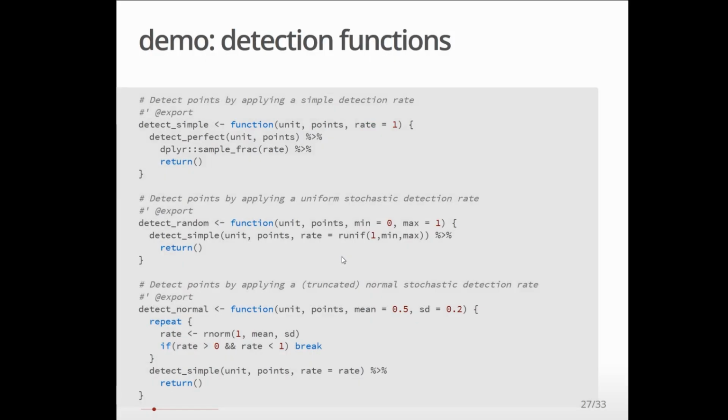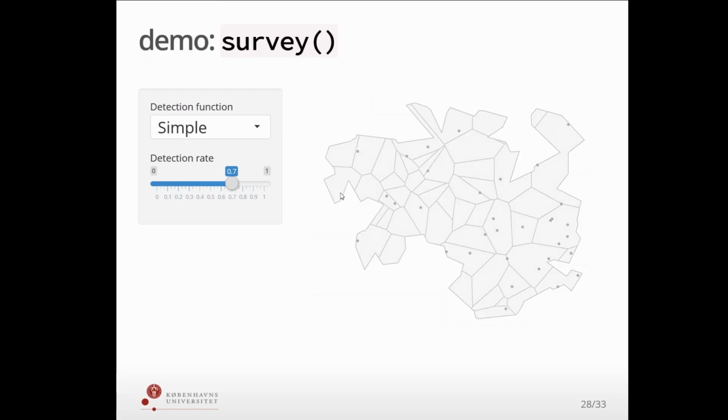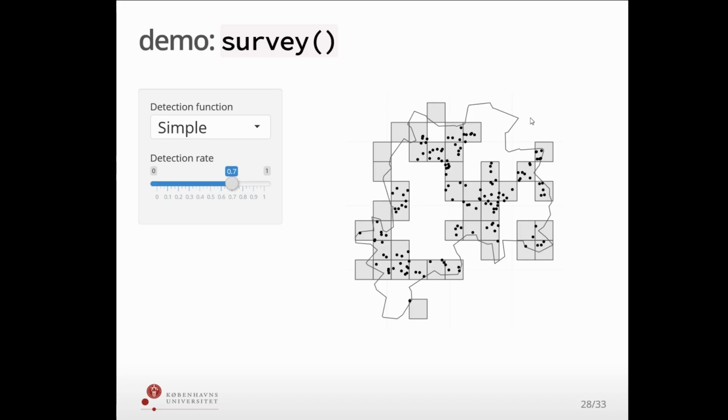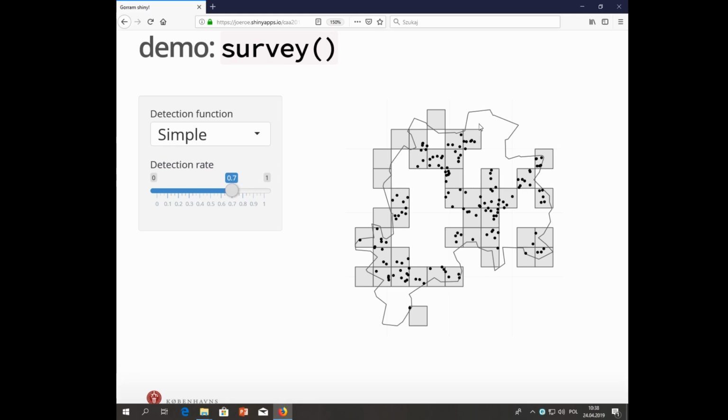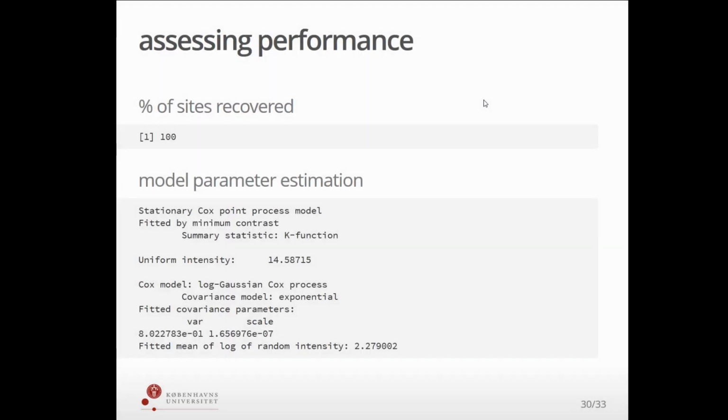These are what the detection functions look like. I've actually changed these quite a lot since I did this presentation. So if we just stick with a simple detection function that says, okay, we detect 70% of the sites in our survey areas, we can then simulate a survey, say, okay, these are the kind of results we would get. And then we can start to do some analysis.